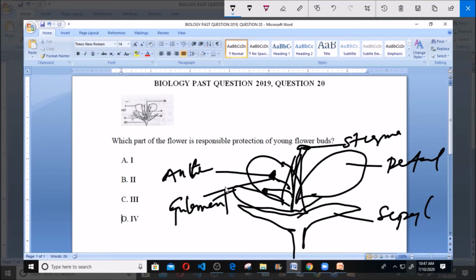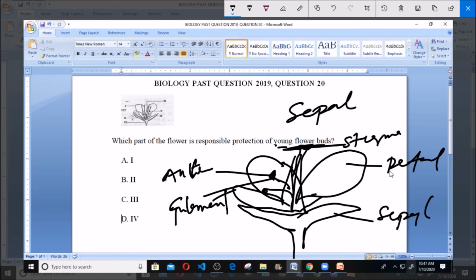Now, the question is asking us which part of the flower is responsible for protection of young flower buds. Now, sepal is a defensive organ that encloses and protects the developing reproductive structures. In this case, the developing reproductive structure is the young flower bud. So our answer is sepal.